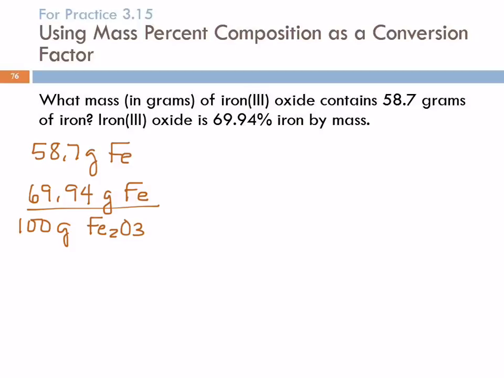And what do they want me to find? The mass of the iron(III) oxide, so the Fe2O3. I've got these two things that they gave me, and I want to start with this one. This is just a single unit. This looks like a conversion factor: grams of this thing over grams of that thing. I can use this to convert directly from grams of iron to grams of iron oxide.